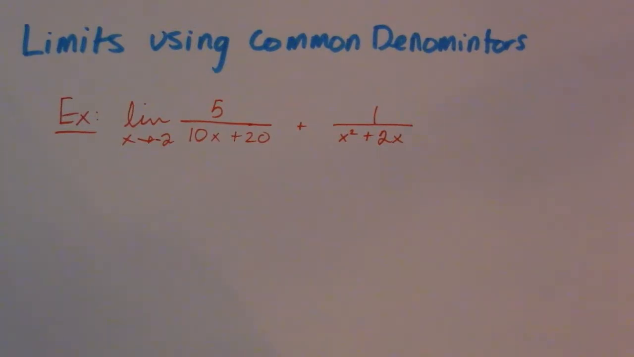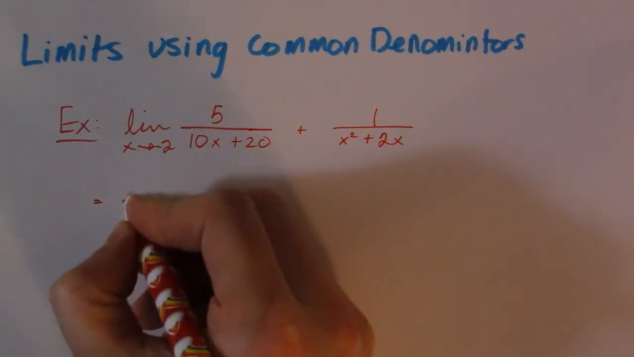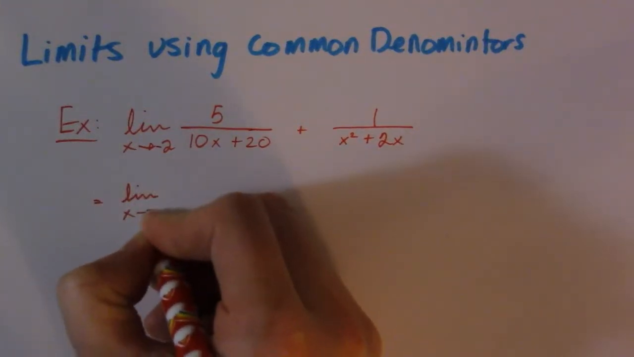In this video, I'm going to take you through an example of using the common denominator to solve a limit. So I'm going to go ahead now and find the common denominator for this guy. Well, I'm going to factor it first, and then find a common denominator, see if I can evaluate this. So I'll take the limit as x goes to -2.